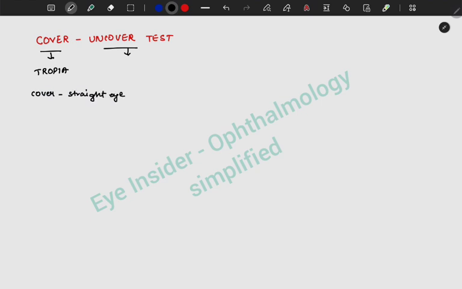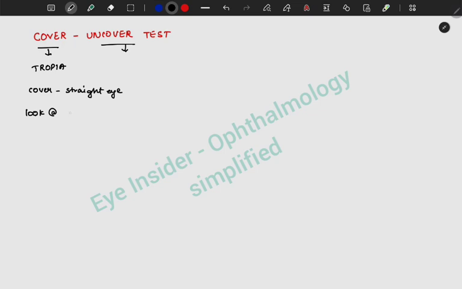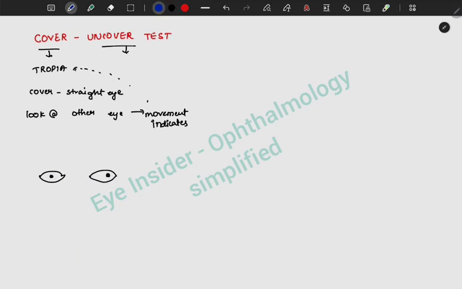So today we are going to discuss various cover tests. So we have the cover uncover test. In the cover component, it describes the tropias. So we cover the straight eye and then look at the other eye. The movement in the other eye indicates tropia. So we are covering the straight looking eye, and the other eye, which has squint, moves to take the fixation. If it moves in, it has exotropia, and if the eye moves out, it means it has esotropia.